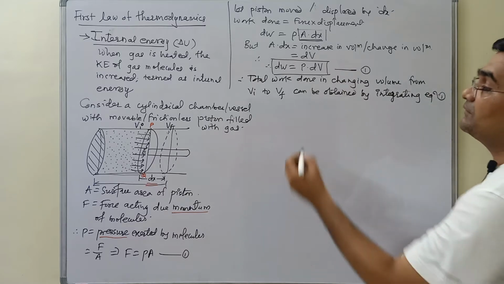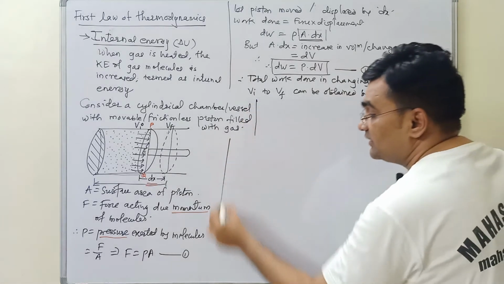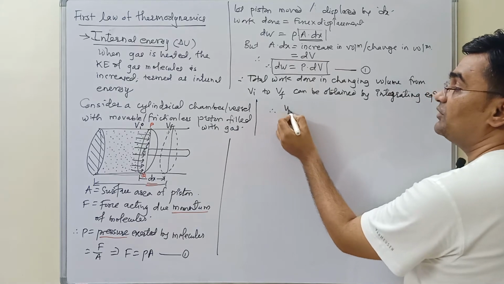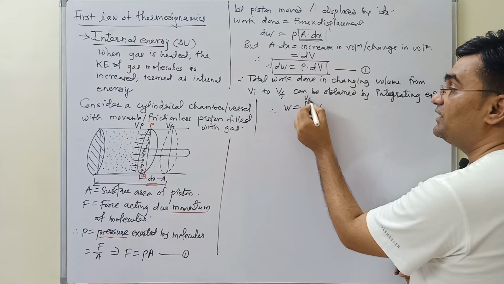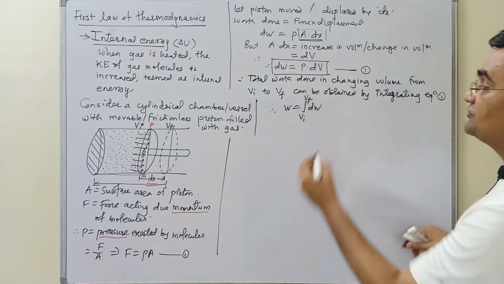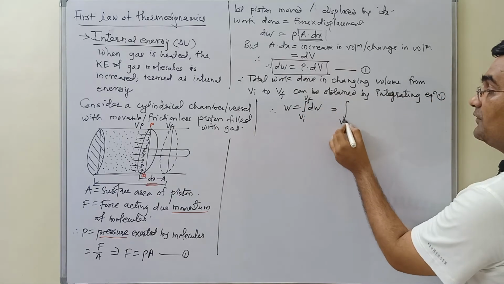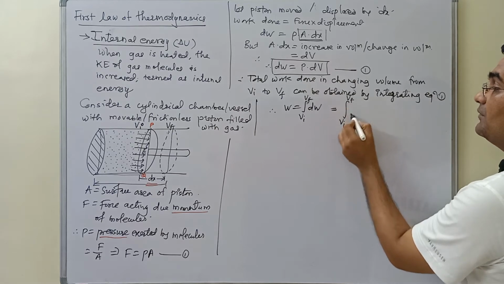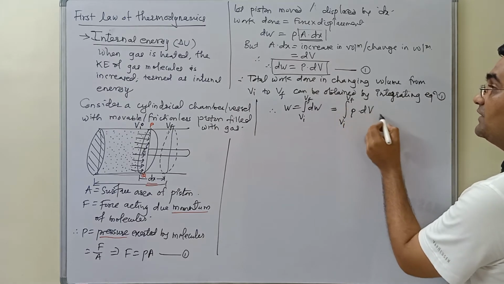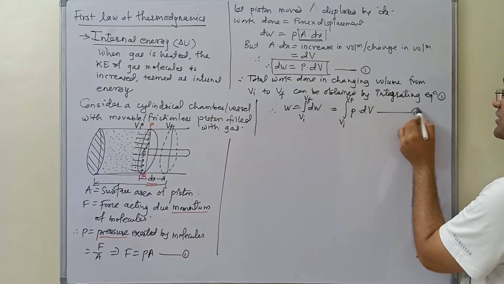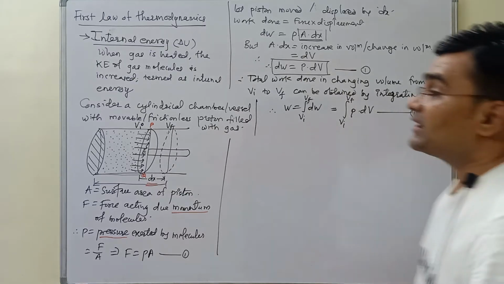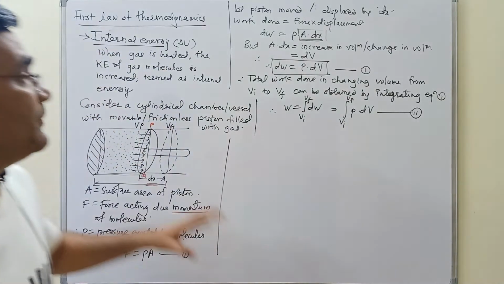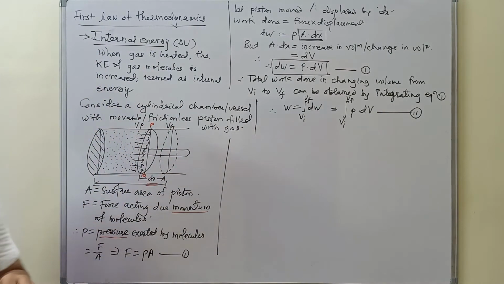So we are going to find out the total work done by integrating equation 1. So W equals the integral of dW from Vi to Vf. Okay, so we will finally get the integral from Vi to Vf of P dV. This will be equation number 2, which is a very important equation. The work which is done here depends upon the amount of heat we have given.